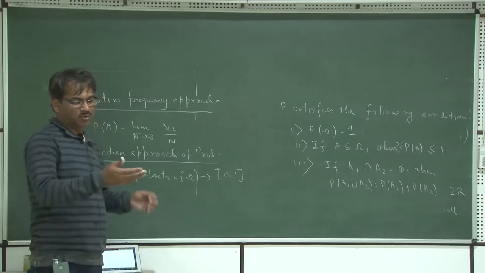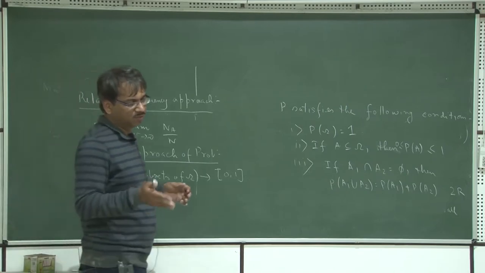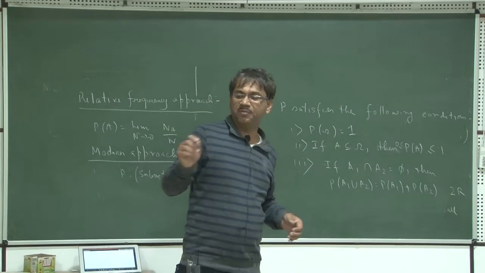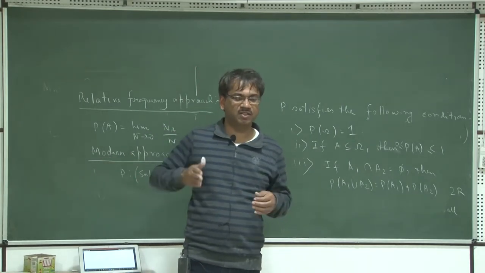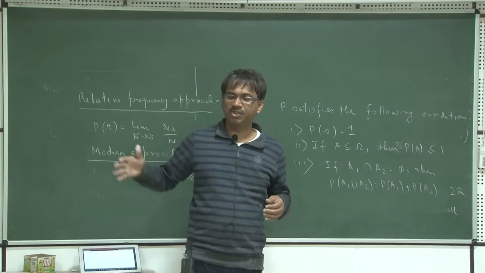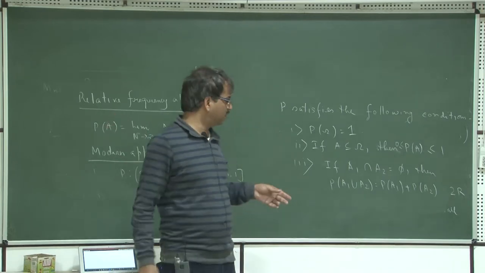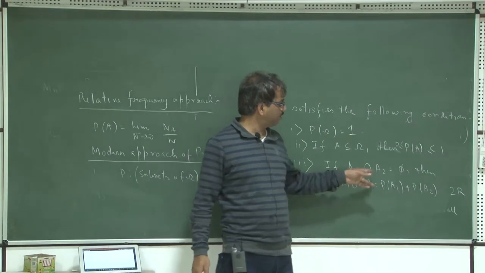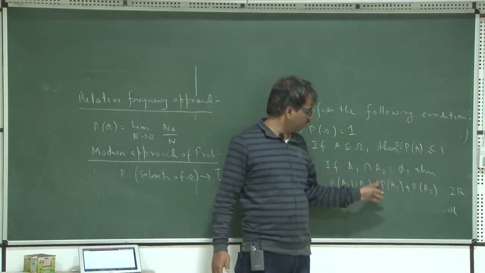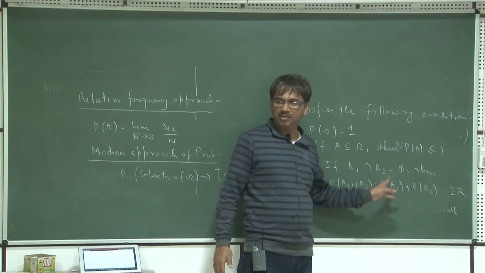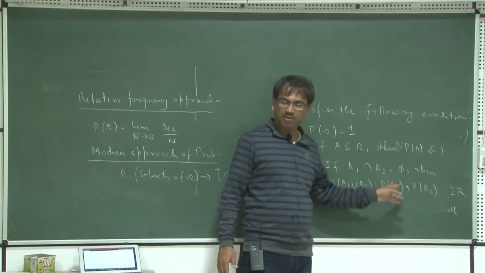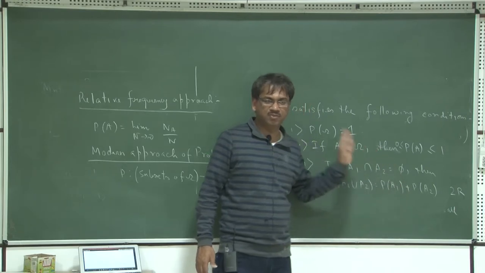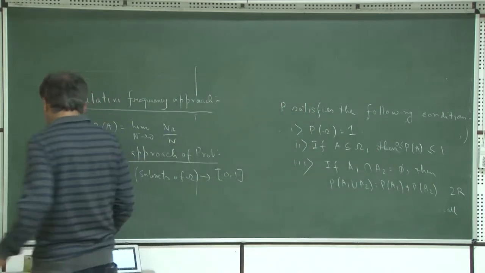Suppose you have sets b1, b2, bn. From the b1, b2, bn, you can construct another sequence of sets a1, a2, an such that a1, a2, an will be disjoint. So always you will have this property, but whenever you don't have disjoint, this equality will be an inequality. In that case, probability of a1 union a2 union an is less than or equal to probability of a1 plus probability of a2 plus probability of an. That's all.